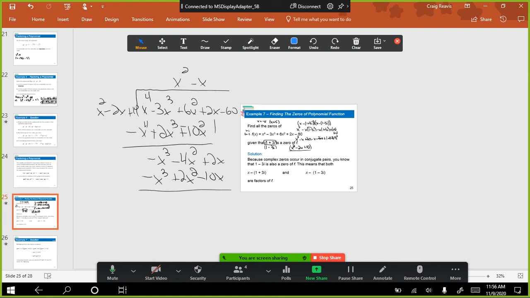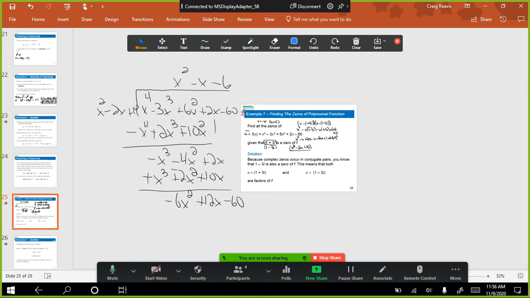I hope I've done this right. I've done it in a little bit of a hurry here. Change the signs, plus, minus, plus. So this is going to be minus 6x squared plus 12x, and then I drop down the minus 60. And then x squared times what would give me negative 6x squared, and that would be a minus 6.